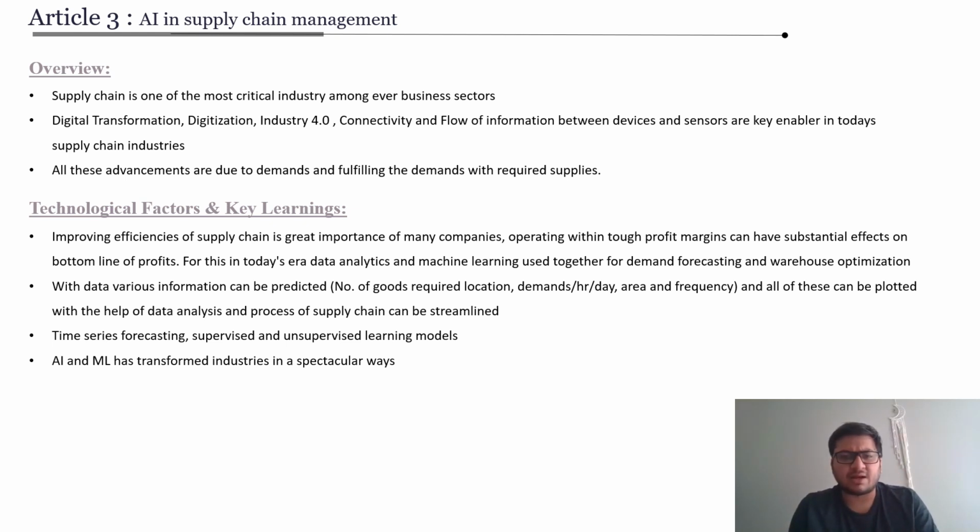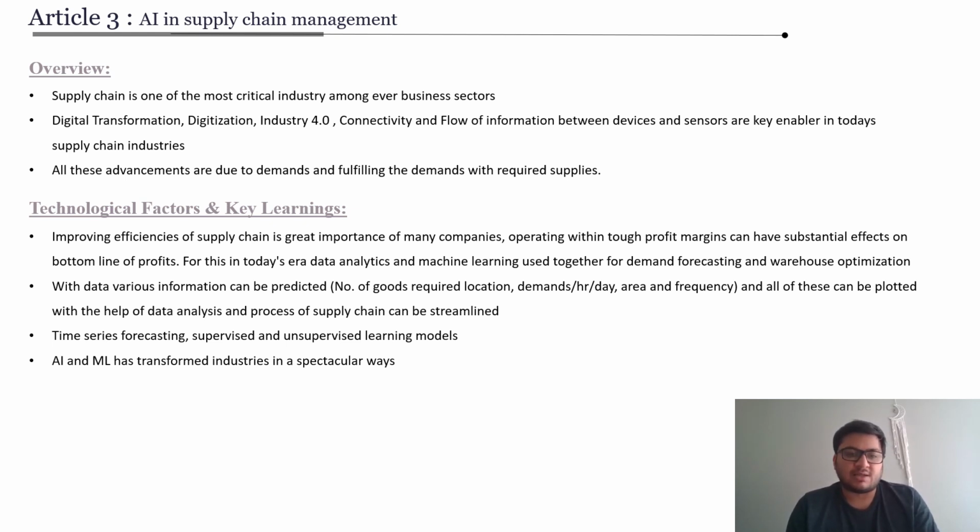The technological factors and key learnings from this blog were about improving the efficiency of the supply chain, which is of great importance to many companies operating with top profit margins and has a substantial effect on the bottom line of the profits. In today's era, data analytics and machine learning are used together for demand forecasting and warehouse optimization, and various predictions are involved in assuming and predicting the demands of the customers, at what time and what geolocation.